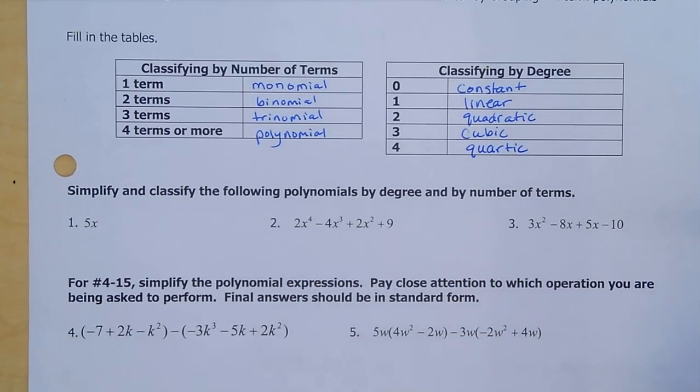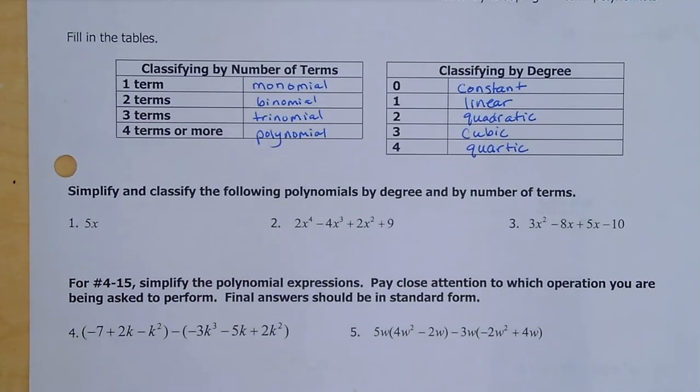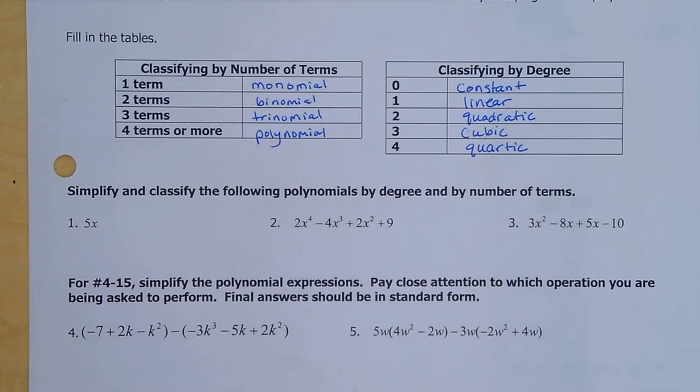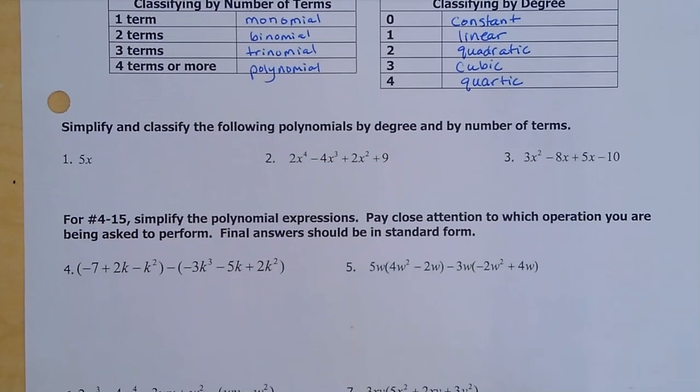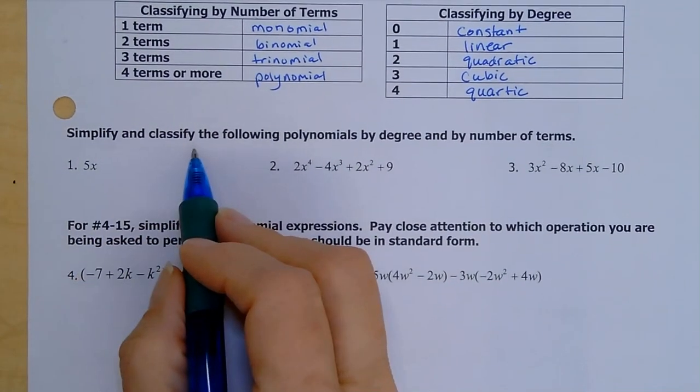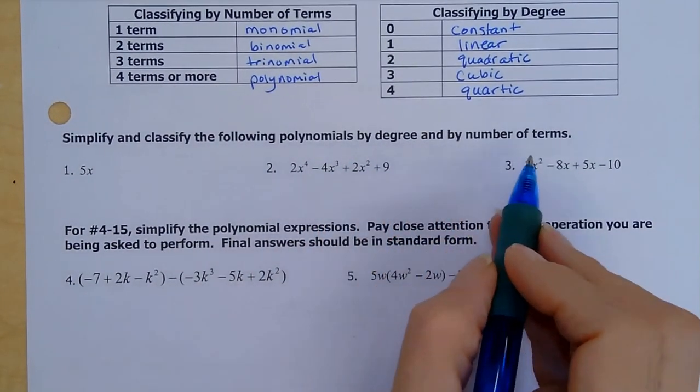So if you did your quiz already, then you know that you weren't tested on the information about degree, but you were tested on number of terms. Your test will have both of those pieces. All right, so number 1, we are simplifying and classifying the following polynomials by degree and number of terms.